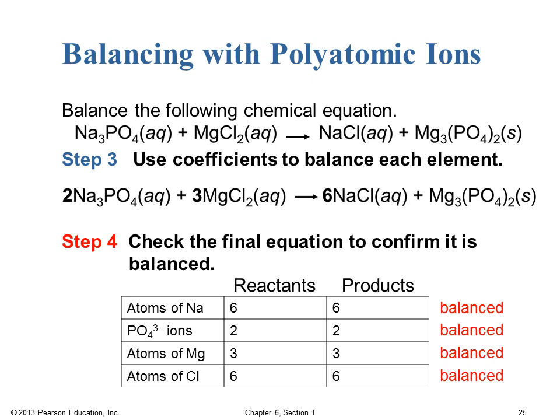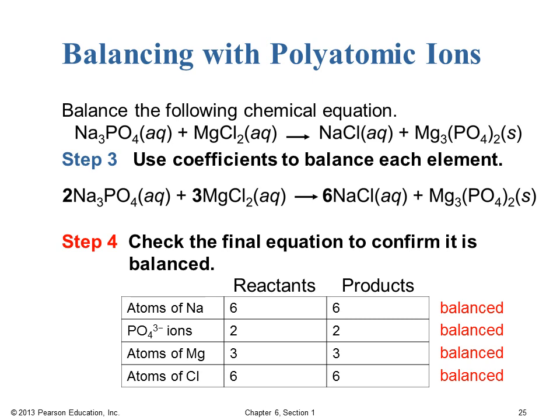So we have 3 magnesiums in the products, and so you would need 3 magnesiums in the reactants. And so that would mean you need to add a 3 in front of the MgCl2. And so when you do that, that brings up a total of 6 chlorines in the reactants. And so you need to get 6 chlorines in the products.